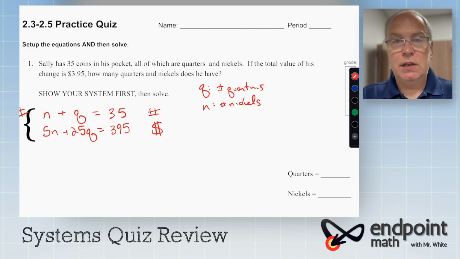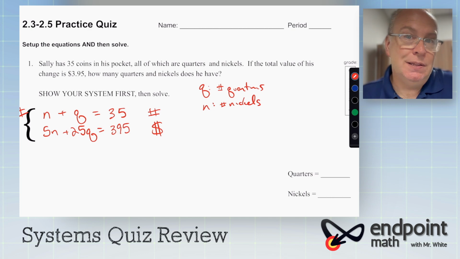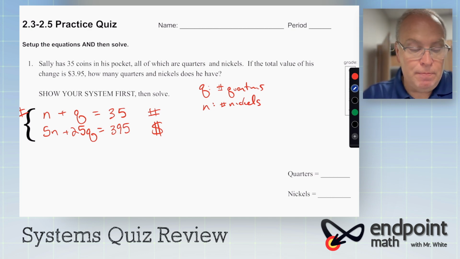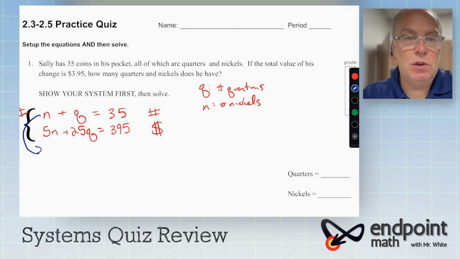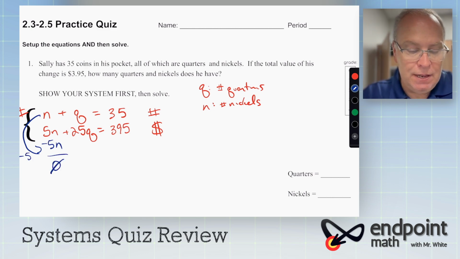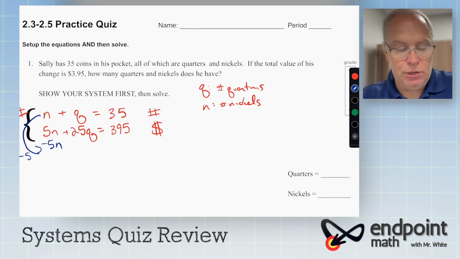Now you could go to Desmos and graph those and find the point of intersection, but for purposes of the quiz, I might not let you use Desmos. So we got to remember how to do the elimination method. I'm going to multiply the first equation here by -5. And the reason I'm doing that is because I see if I do that, the n's will eliminate. It's called the elimination method or linear combination.